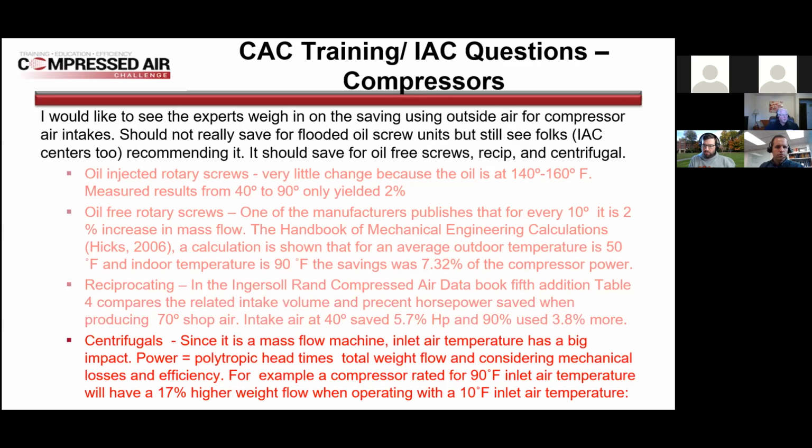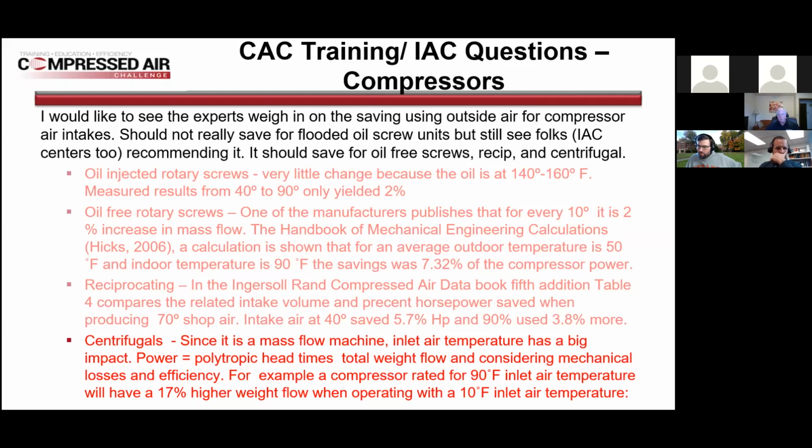And then of course the biggest one is centrifugals. They are mass flow machines, so the inlet pressure has a big impact. Again, this has been added into the advanced section for showing the calculations and the differences. But really, the power is the polytropic head and the total weight flow, minus the mechanical losses and efficiency you have. Just to give an example, a compressor rated at 90 degrees inlet temperature will have 17% higher weight flow when operating at 10 degrees inlet temperature.